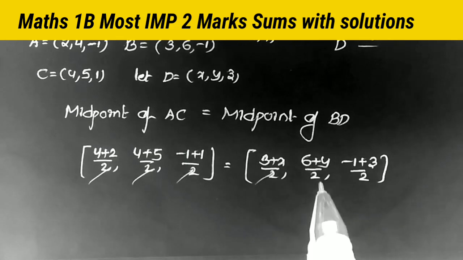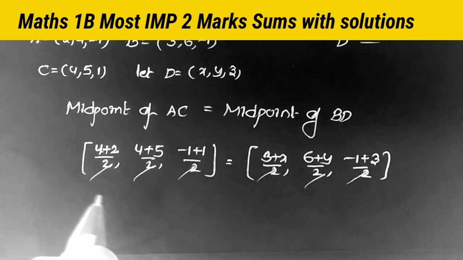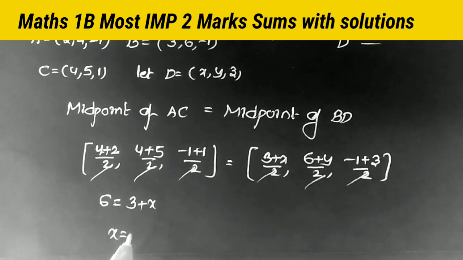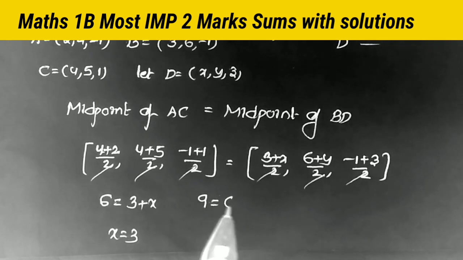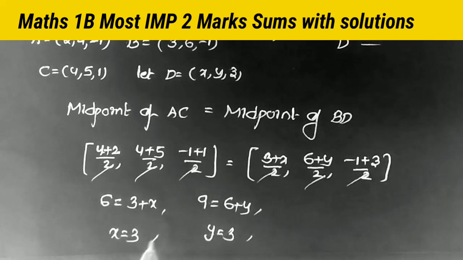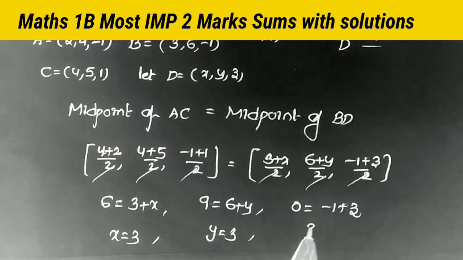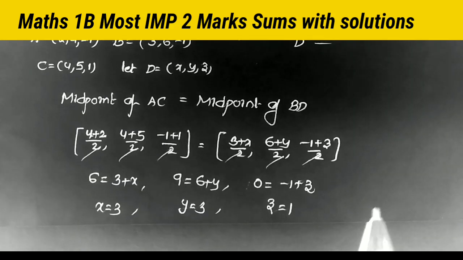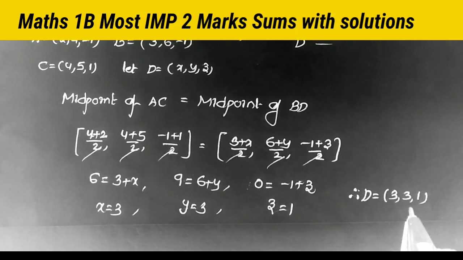I cancel all these denominators directly, equating the corresponding values. See here, 4 plus 2, 6, is equal to 3 plus x. Then x is equal to 3, 6 minus 3. And 4 plus 5, 9, is equal to 6 plus y. Then y is equal to 3, 9 minus 6. And the last value, minus 1 plus 1, 0, is equal to minus 1 plus z. Therefore, the value of z is equal to 1, writing this minus 1 to this side. Therefore, the last vertex D is equal to (3, 3, 1). That's all. This is the answer.